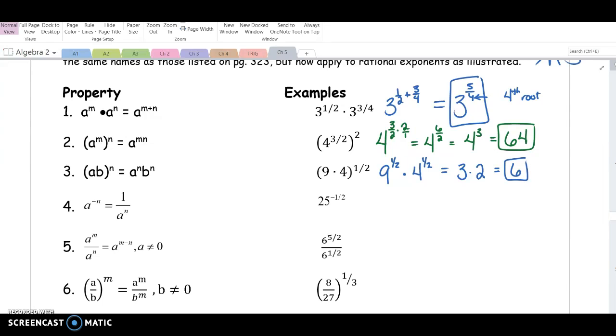Negative exponents still move even if it's a rational negative exponent. So 25 to the negative 1/2 becomes 1 over 25 to the positive 1/2. And what did we just talk about? An exponent of 1/2 is the same as a square root. The square root of 25 is 5. So this becomes 1/5.